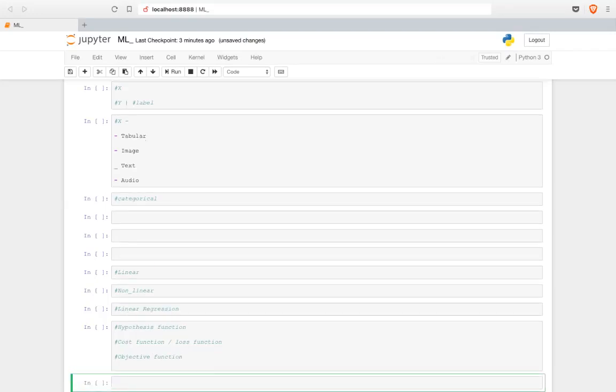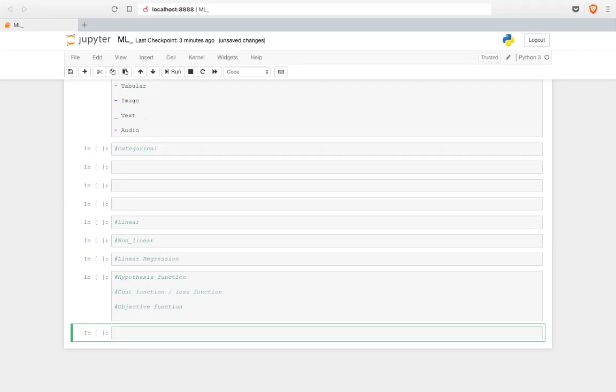We'll start off with the hypothesis function. What a hypothesis function is, is how your features, your x variables, are combined to predict the output. Considering linear regression as the example, the general equation for linear regression is y equals mx plus c.